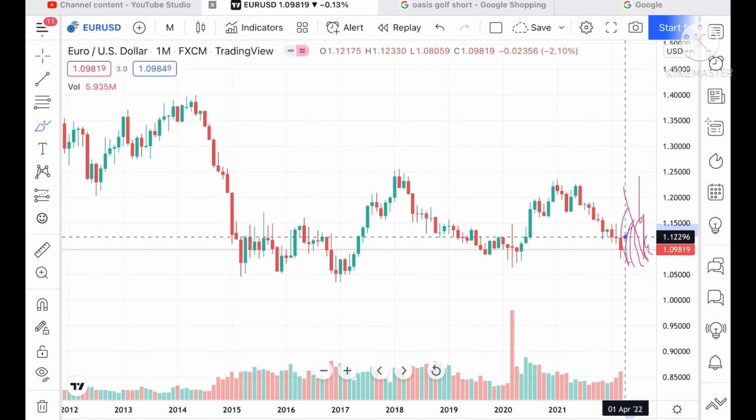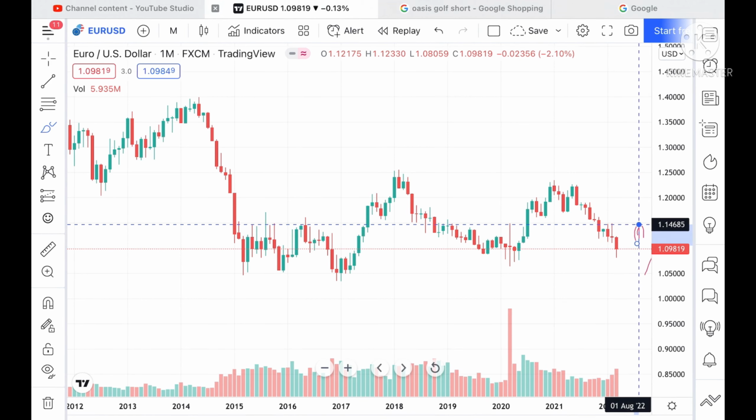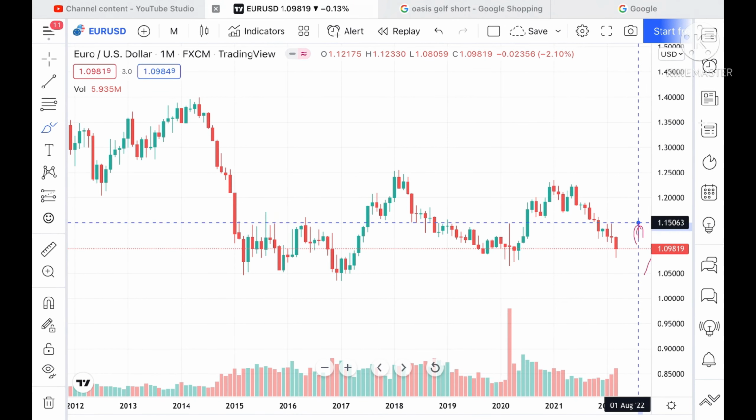Suppose this level sustains, then it can move further upside towards a level of 1.12127, and from there towards 1.13931. If it goes above this level, it can touch 1.14685, and from there 1.15063. These levels have already been tested here, so the probability of going towards 1.15943 is high, and from there it can move further upside towards 1.17453. If it goes above this level, it can touch 1.18333, and once it goes above this level, we can see further upside.